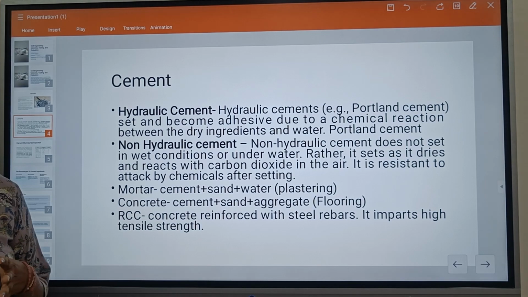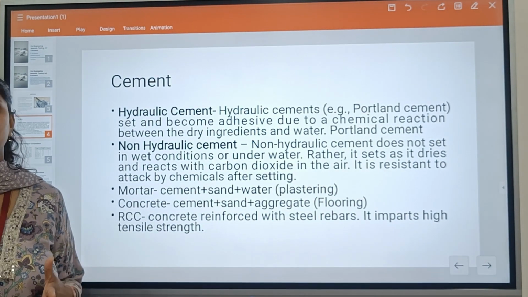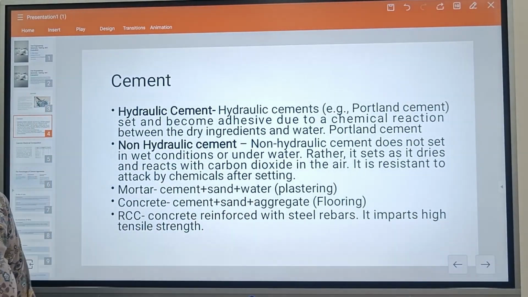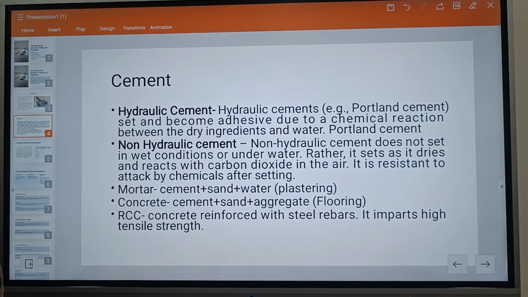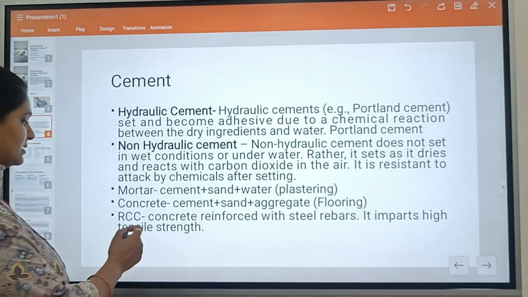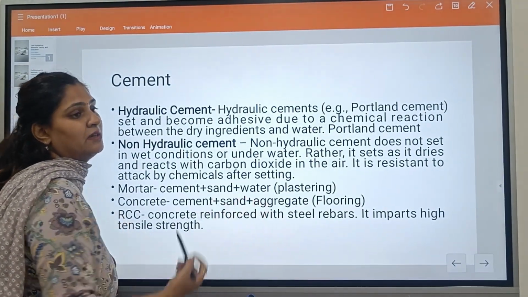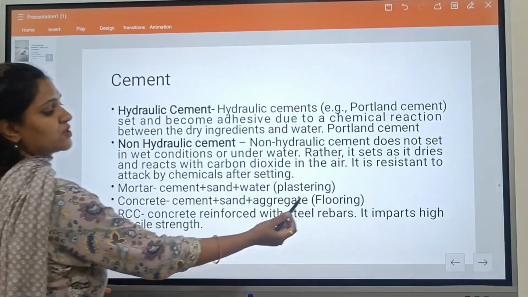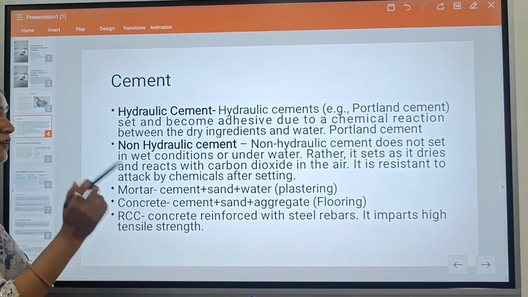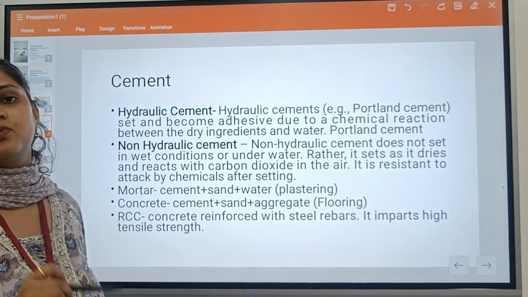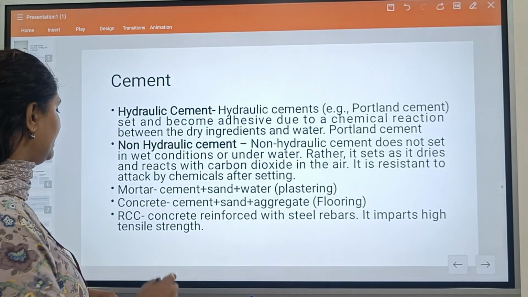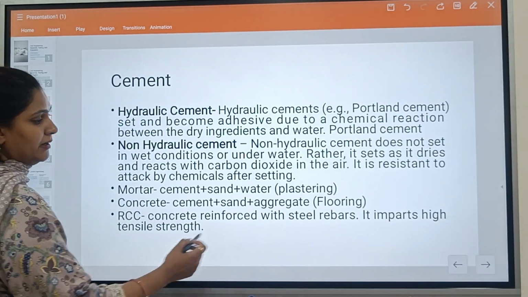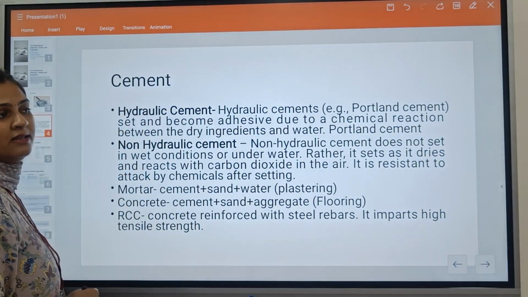Now, what are the applications where cement is used? When we take cement, sand and water, it becomes mortar, which is used in the plastering of walls. When cement, sand and aggregate are mixed together, it becomes concrete, which is used for flooring. When this concrete is combined with rebars, it forms RCC, that is reinforced cement concrete, and it imparts very high tensile strength.